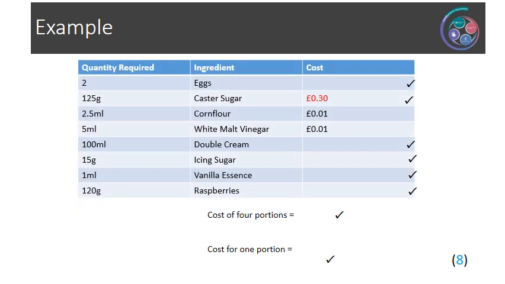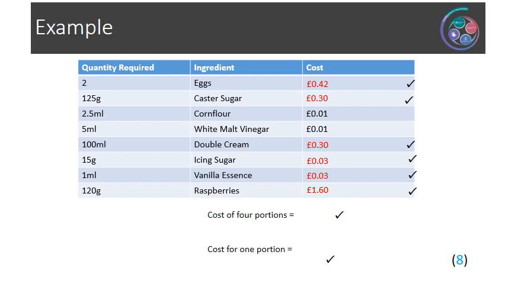So using the same formula, we're going to do the exact same for 2 eggs, 100 ml of double cream, 15 grams of icing sugar and 1 millilitre of vanilla essence and 120 grams of raspberries. So we've already done the castor sugar, the corn flour and the white malt vinegar are already done, so we don't need to do anything with them. So for the 2 eggs, it's 42p, 100 millilitres of double cream is 30p, 15 grams of icing sugar is 3p, 1 millilitre of vanilla essence is 3p, and 120 grams of raspberries is £1.60.